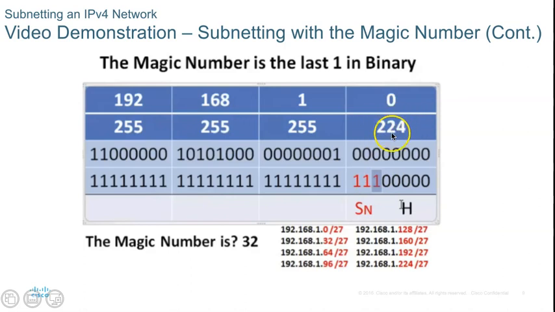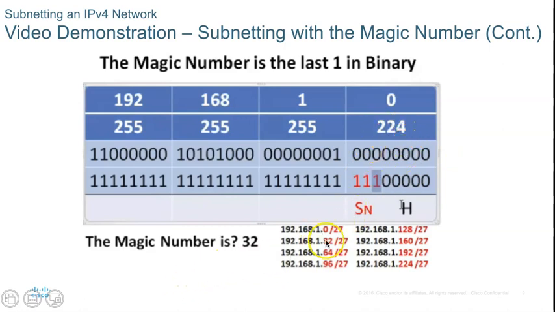This is the new custom subnet mask. No more 255s, only because you didn't take all the bits. You only borrowed 3 bits from the entire octet. So if you borrow 3 bits, you will get 224.